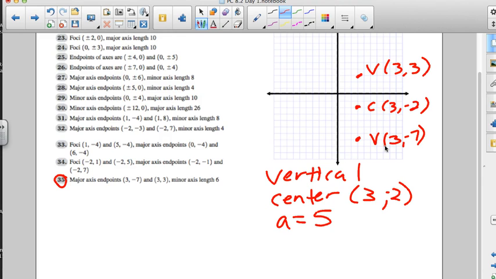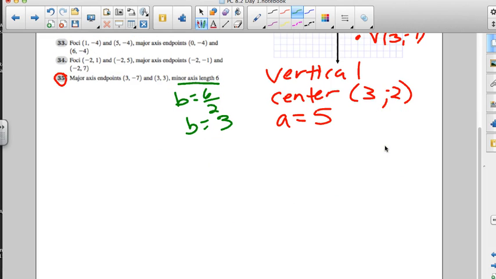And then we have a minor axis that's a length of 6. So the minor axis has to go horizontal, and because the minor axis is a length of 6, that means b is 6 divided by 2, which is 3. So from our center, we would go 3 units in each direction for the co-vertices. But we didn't have to graph this one. We just needed to know, is this horizontal, is it vertical, and be able to get the pieces of information that we need. And that would be the center and a and b. And we already have those.